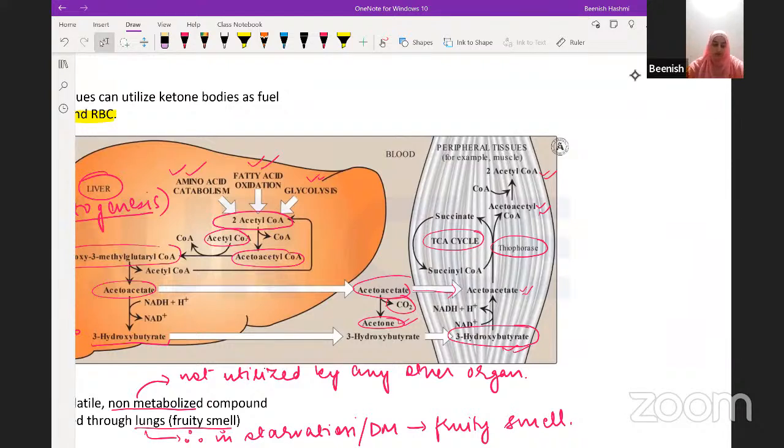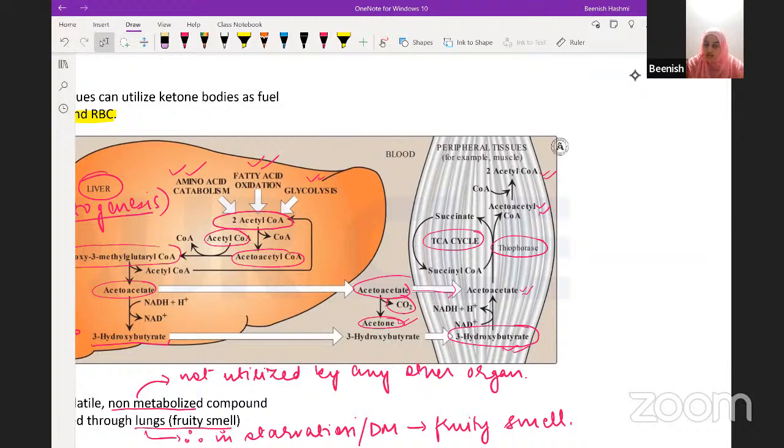I'll repeat this once again. In the liver, ketogenesis was happening. It resulted in the formation of the primary ketone body, acetoacetate. This acetoacetate forms two secondary ketone bodies. One is acetone, which is excreted through the lungs. It is volatile and it is not utilized by any other organ. The other secondary ketone body that is formed is 3-hydroxybutyrate. This 3-hydroxybutyrate goes to peripheral tissues and there it again changes into acetoacetate.